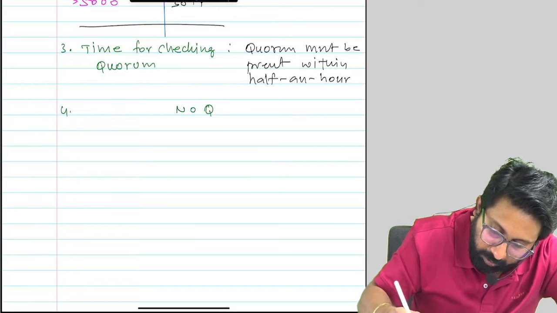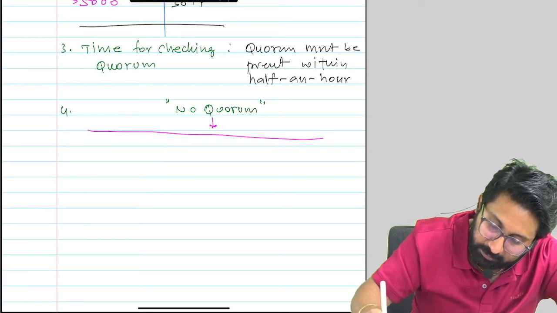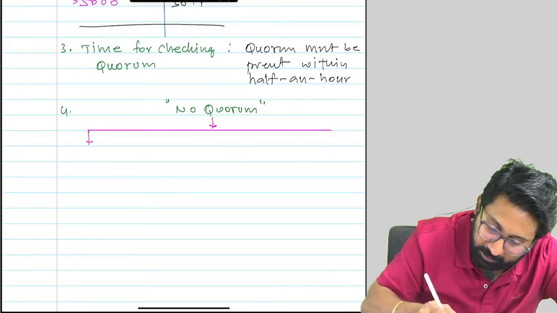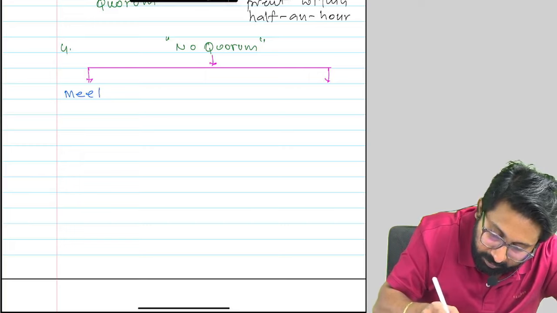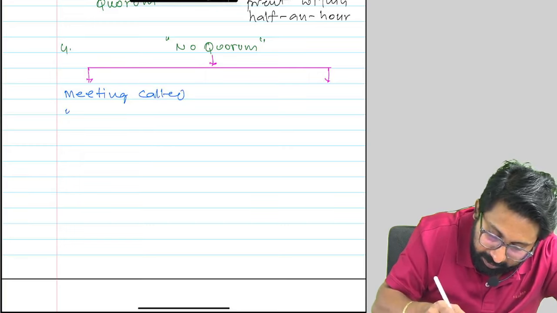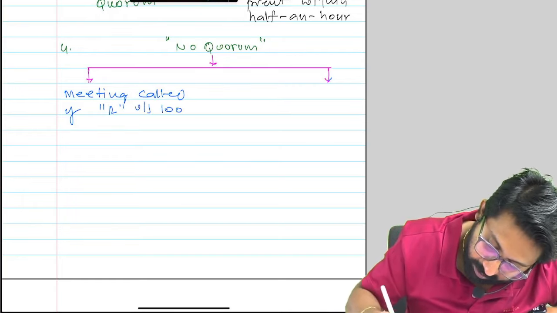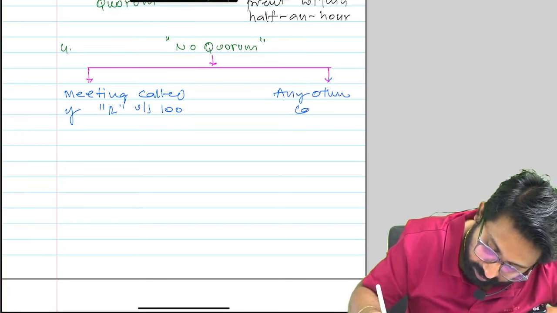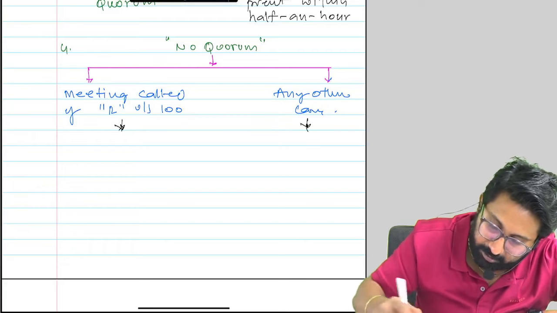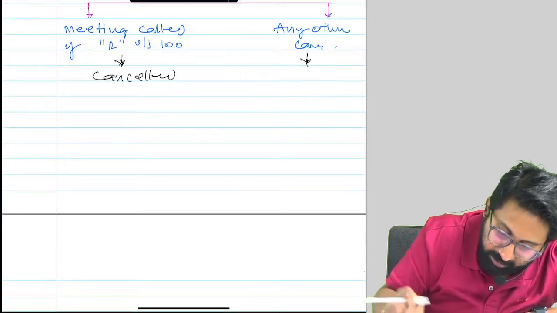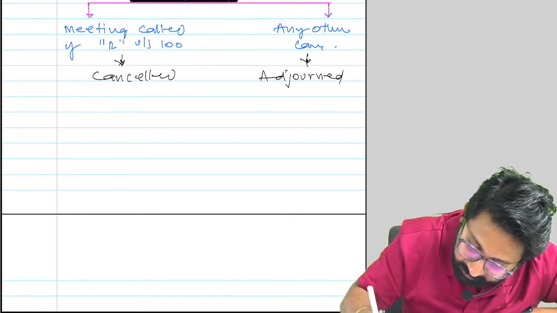Write down, no quorum case. No quorum. How many branches? Two branches. What are the two branches? Type of meeting. Okay, first type of meeting: write down, meeting called by requisitioners under section 100. Any other case: meeting called by requisitioners under section 100, meeting shall be cancelled. In all other cases, meeting will be adjourned.